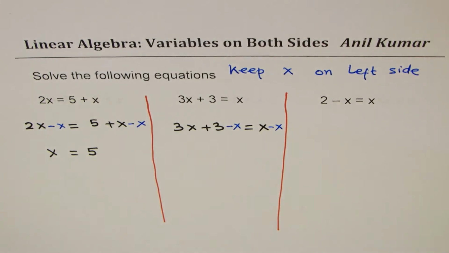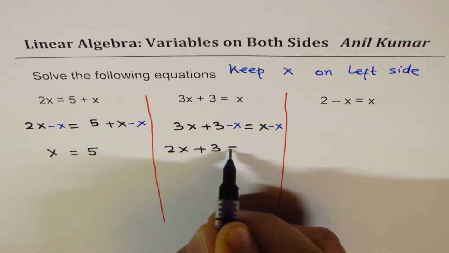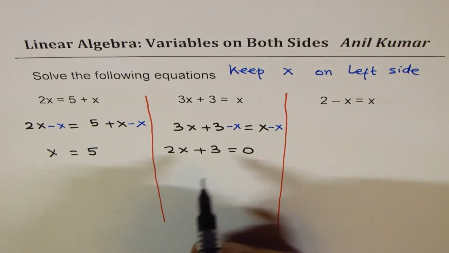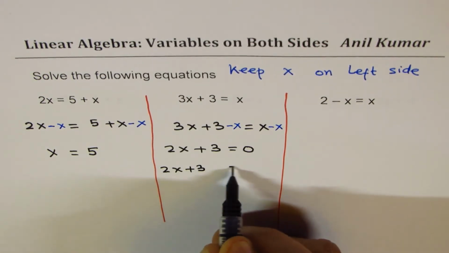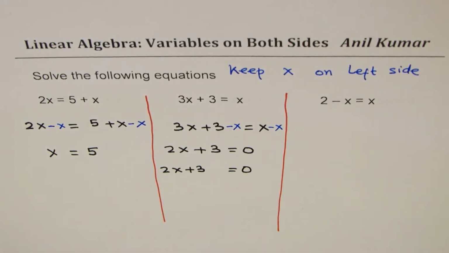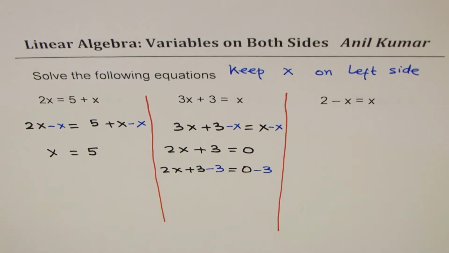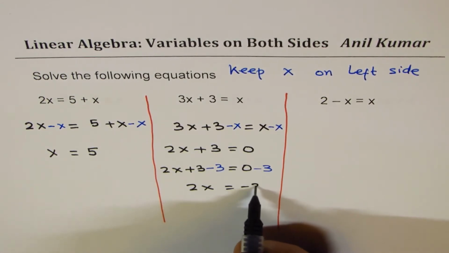So once you do it, you get 2x plus 3 equals to 0. Now we do not want 3, so we will take away 3 this time. So we have 2x plus 3 equals to 0. We'll take away 3 from both the sides. And what we get is 2x equals to minus 3.